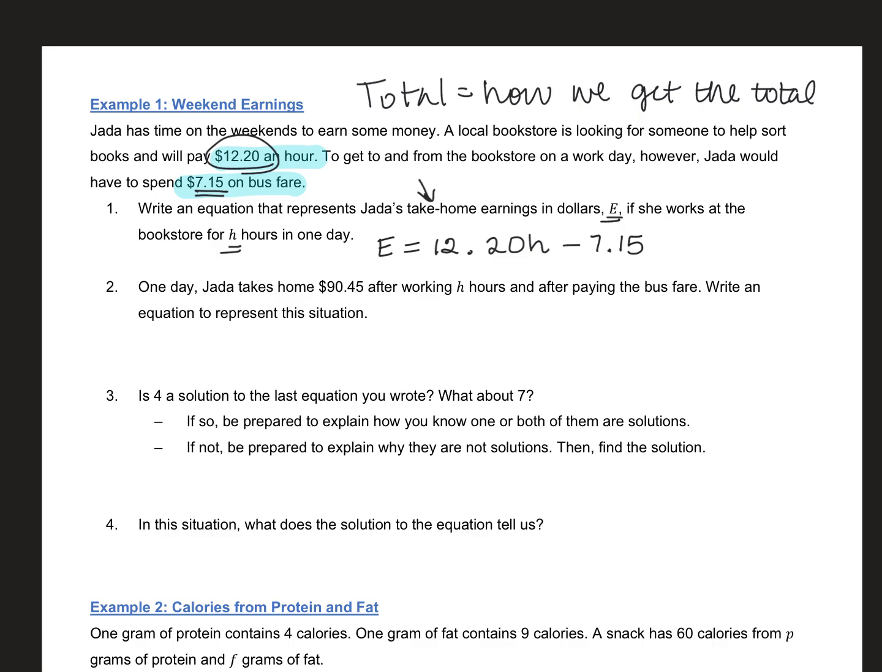For 2, it says, one day Jada takes home $90.45 after working H hours and after paying the bus fare. And we want to write an equation to represent this situation. So here she's made $90.45 after working H hours, so that's $12.20 times H. And since it says after paying the bus fare, we don't need to have the subtraction on here because it's after she already paid that, so we don't need to subtract it again.